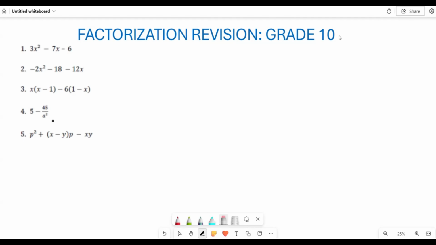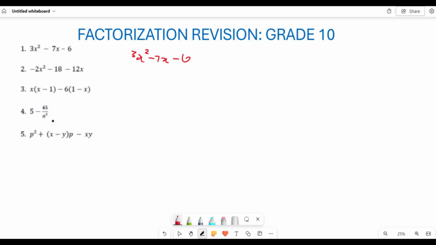Now from here, we are going to be doing factorization. Let's look at the first thing. Here you have 3x squared minus 7x minus 6. Now, what is it that you are going to do from here? I want you to look at this. Can you see that this is going to be a quadratic equation or a trinomial, because you're having three things?